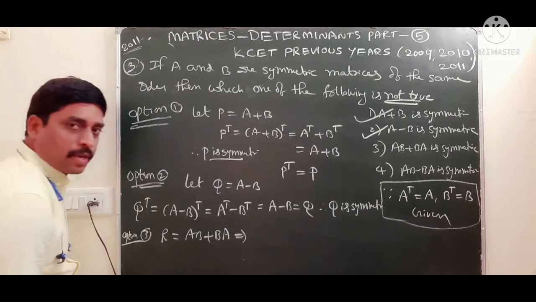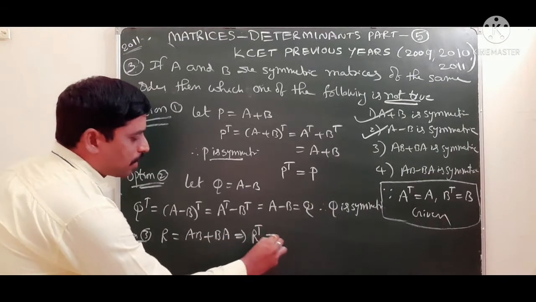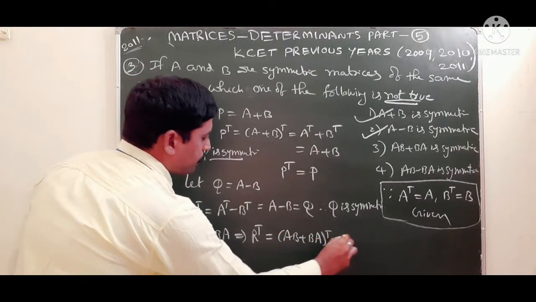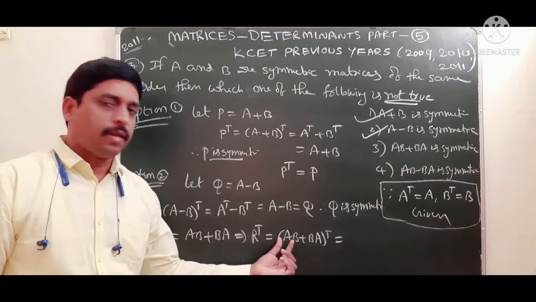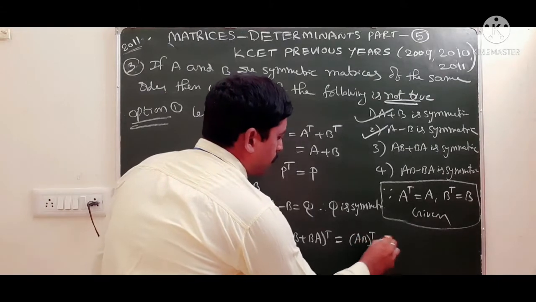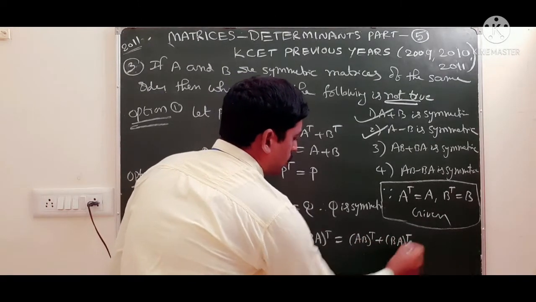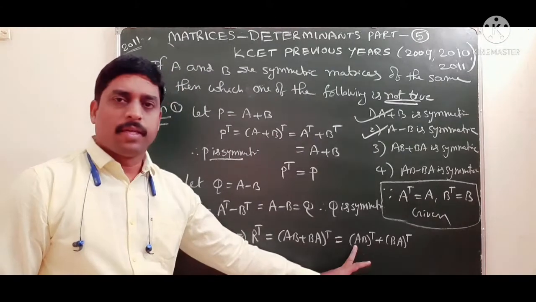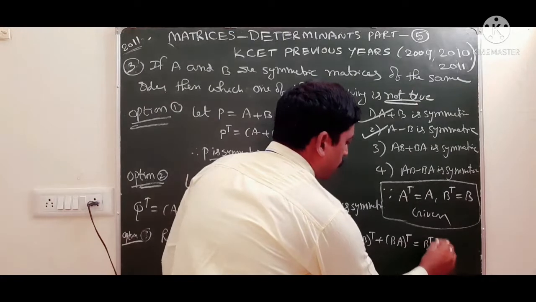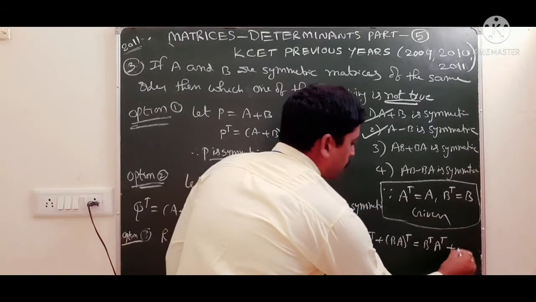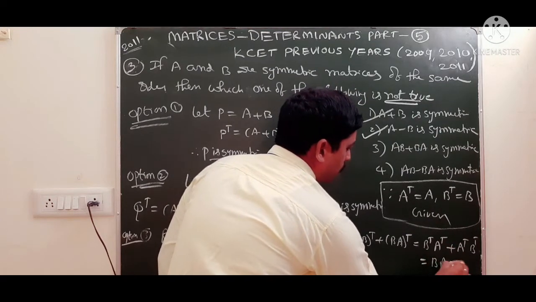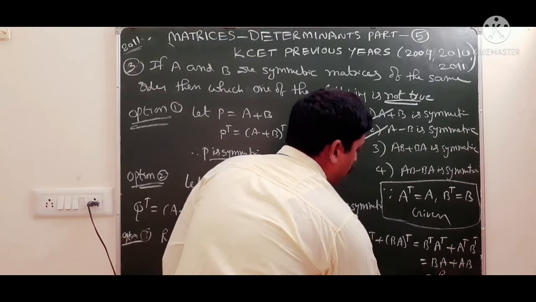Now taking the transpose on both sides, R transpose is equal to (AB plus BA) whole transpose. This will be (AB) transpose plus (BA) transpose. We know that (AB) transpose is equal to B transpose A transpose, and similarly (BA) transpose is A transpose B transpose. So this will be BA plus AB, which is nothing but R.